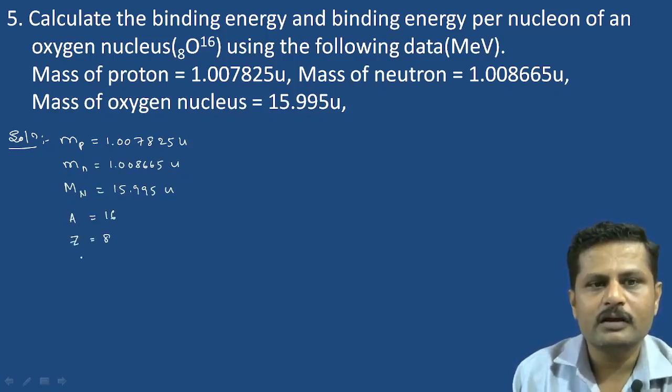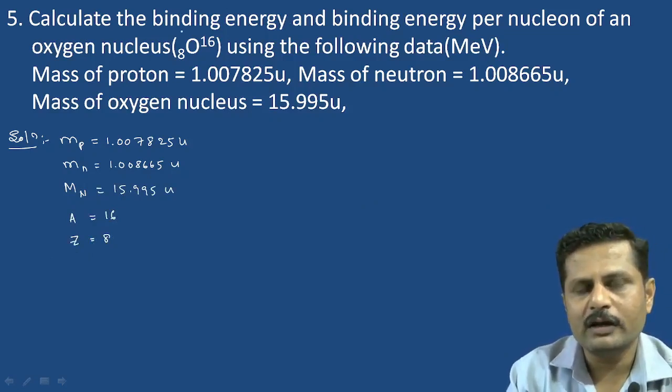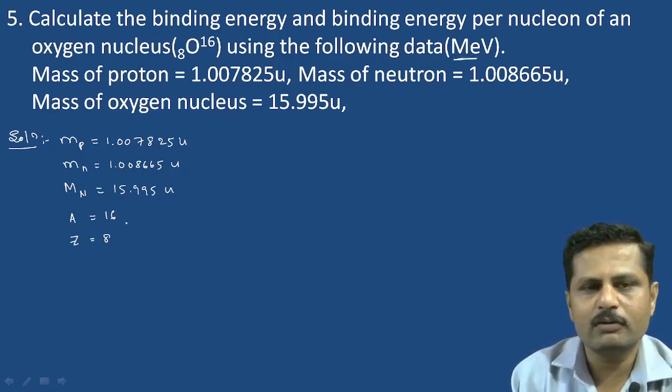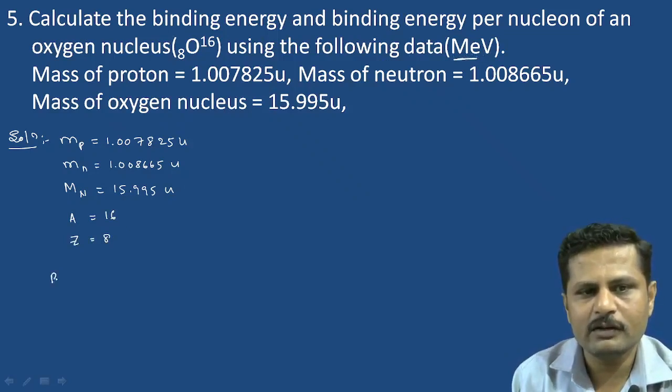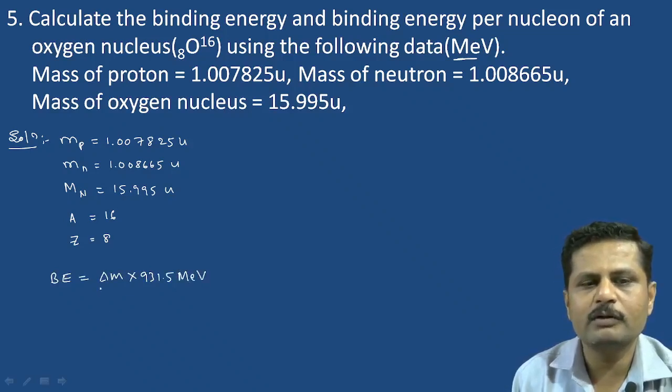So here we have the mass number equals 16 and atomic number equals 8 for the oxygen nucleus. Now we need to find the binding energy. To find it, we must write the relation between binding energy and mass defect, because we need to express the binding energy in mega electron volts. Binding energy equals mass defect times 931.5 MeV. This is the relationship between mass defect and binding energy.